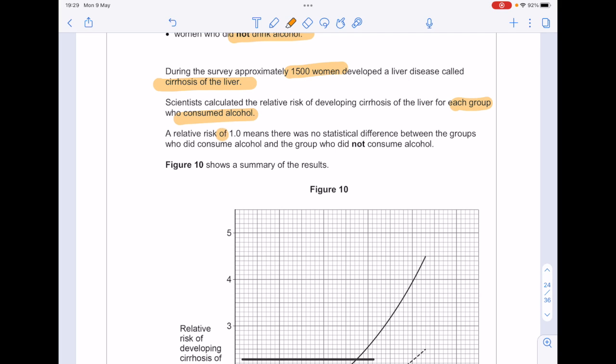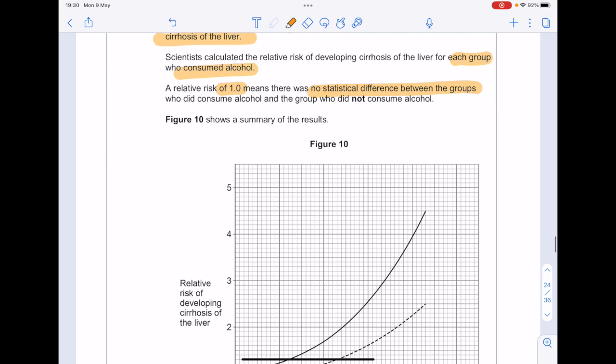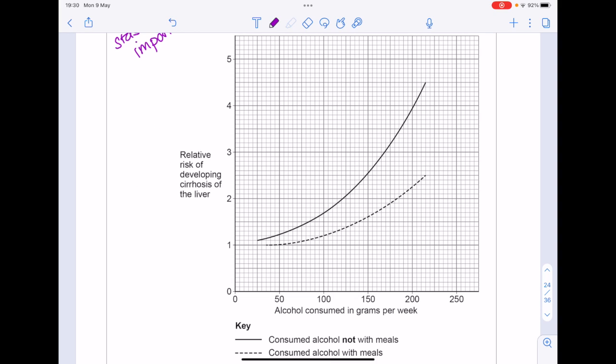A relative risk of 1 means that there's no statistical difference between the groups who did consume alcohol and the group who did not consume alcohol. So that means that 1 means not statistically relevant or important. So down here is important.